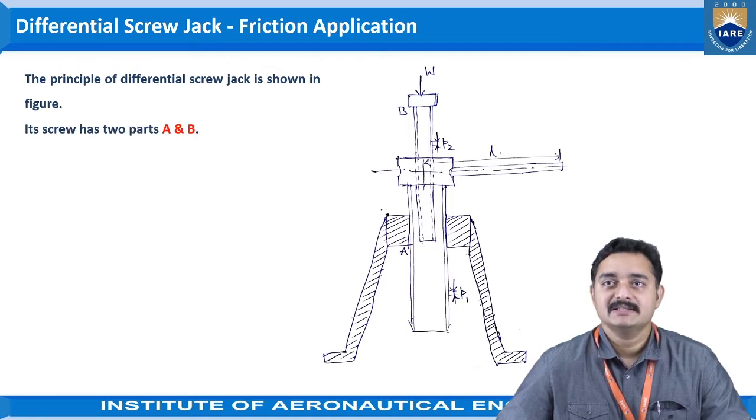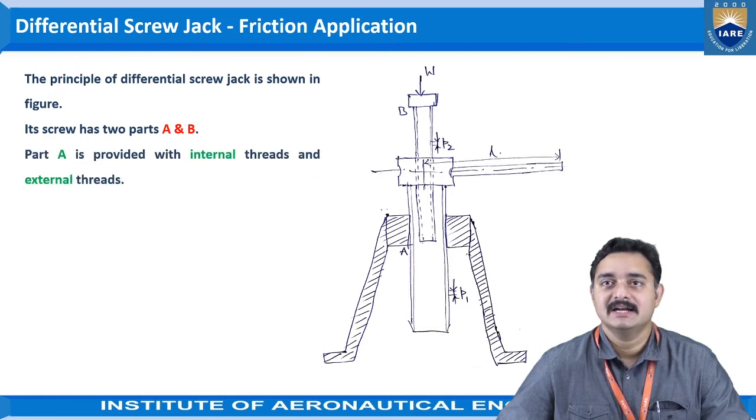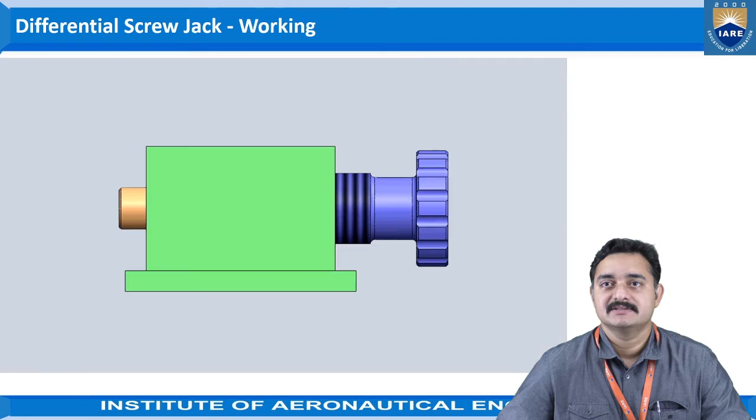So its screw has two parts, A and B, where part A is provided with internal threads and external threads both, and part B has only external threads.